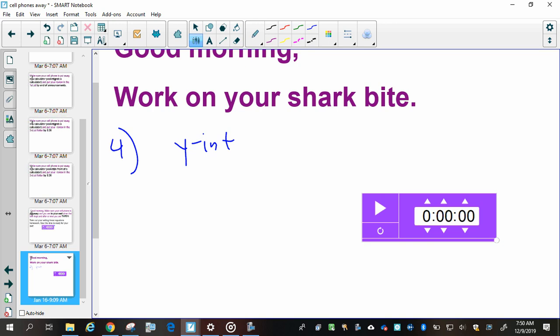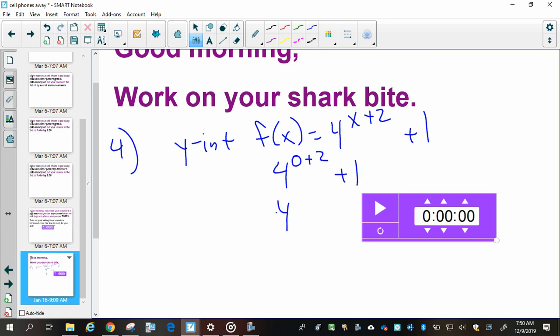Find the y-intercept of f of x equals 4 to the x plus 2, plus 1. How do we find y-intercepts? Put 0 in for x. This is 4 squared plus 1, so the ordered pair is 0 and 9. I'm sorry, I was multiplying, not squaring. Thank you.